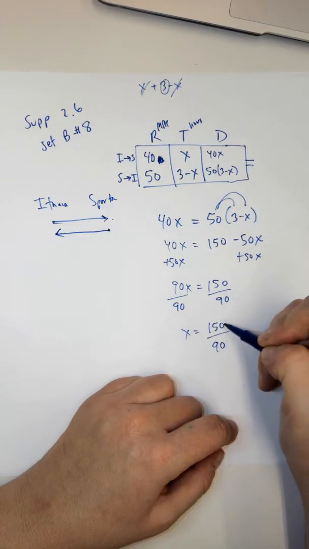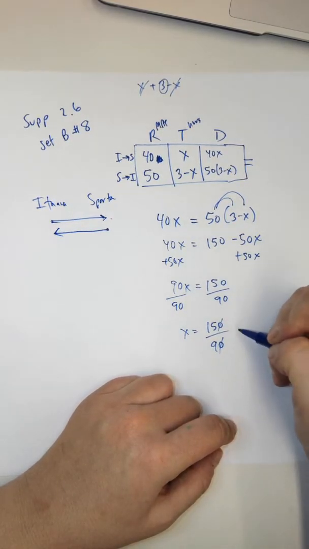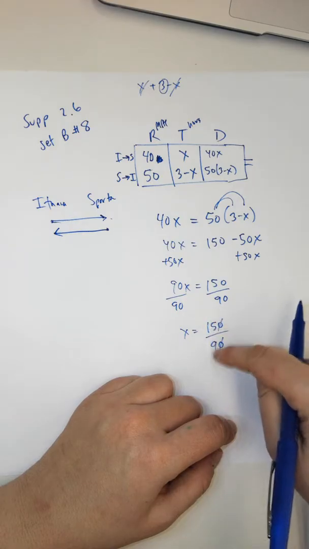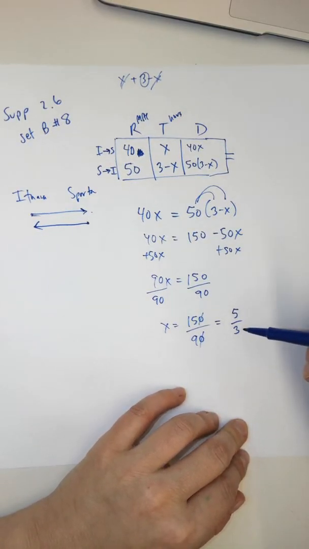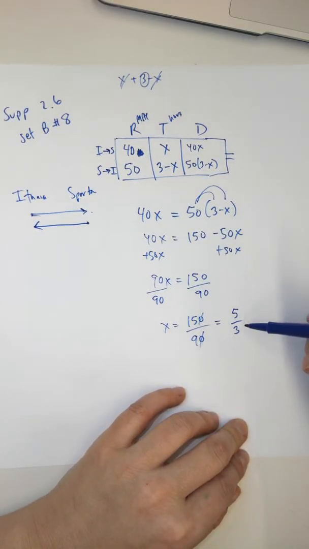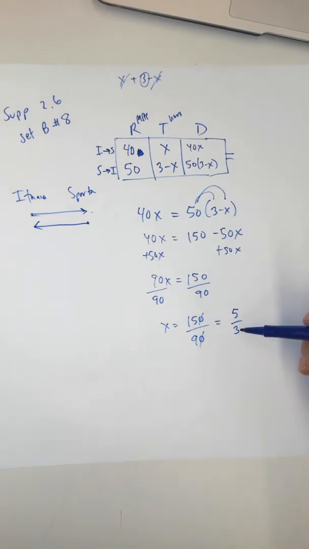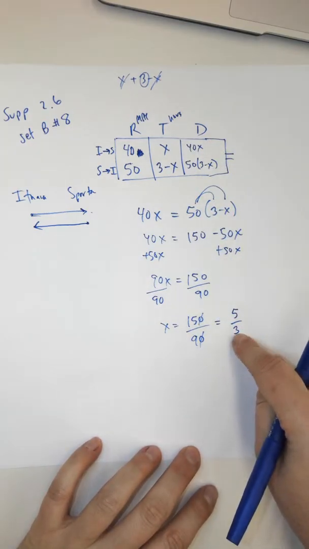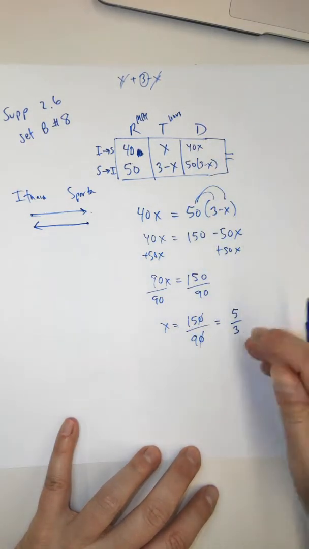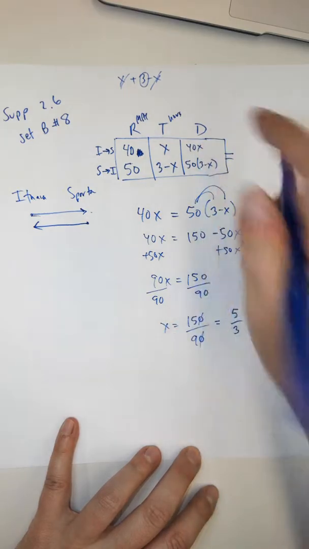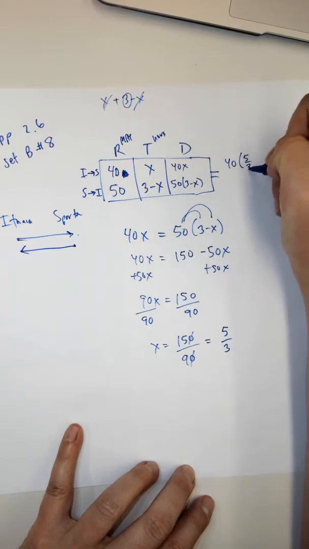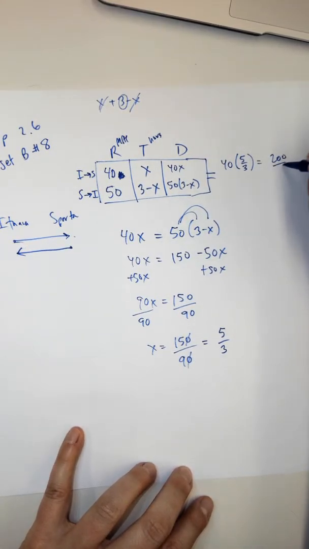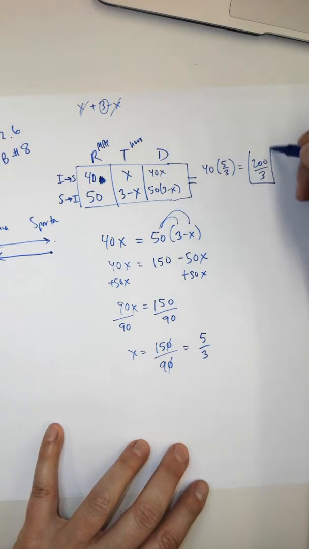150 over 90. I can cross off a 0 right away, like dividing by 10. And I see that both of these are divisible by 3. So that equals 5/3. Now 5/3 is x. We're looking for the distance between Ithaca and Sparta. Well, this distance is 40x. So if I plug in 5/3 for x, the distance is, let's do that over here, 40 times 5/3, and I end up getting 200 thirds, which I'm just going to leave like that.